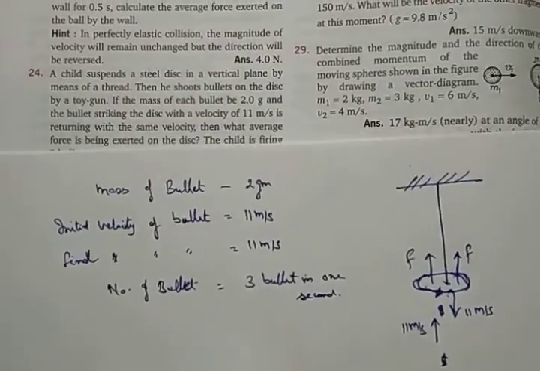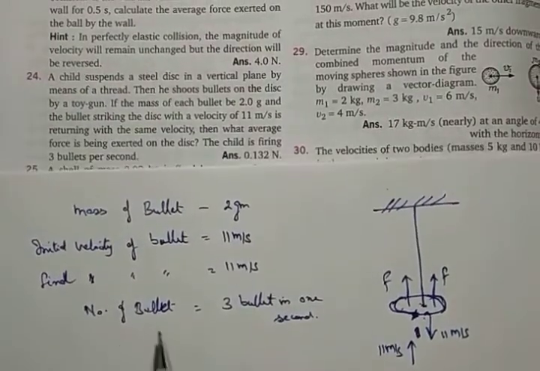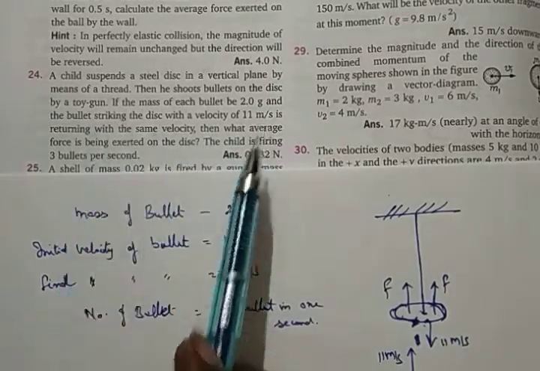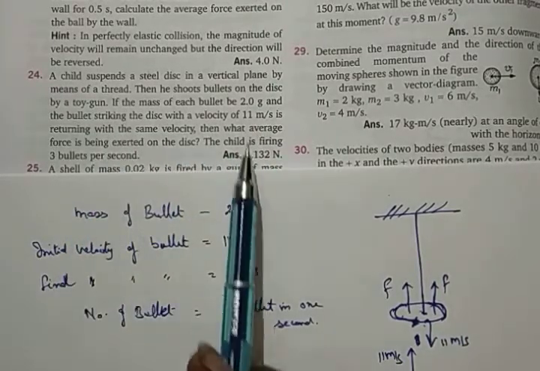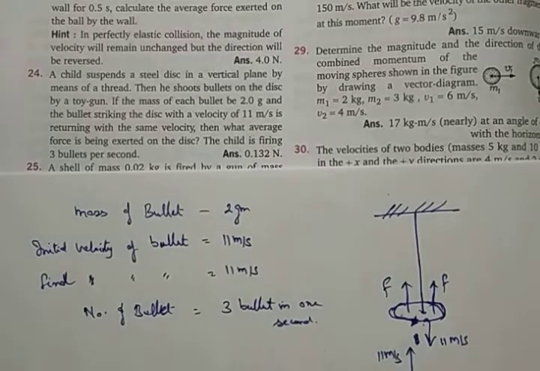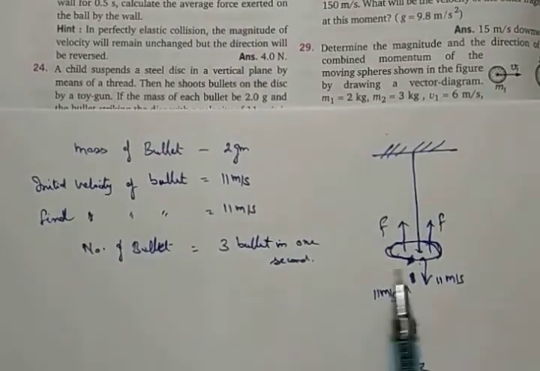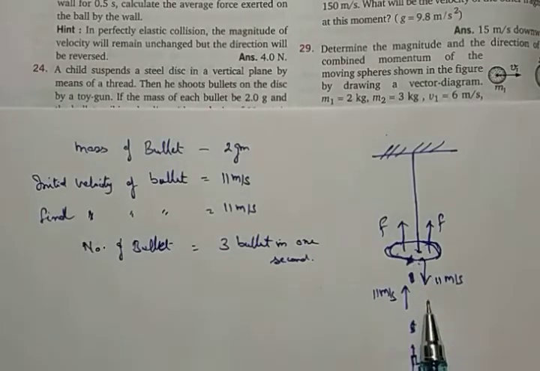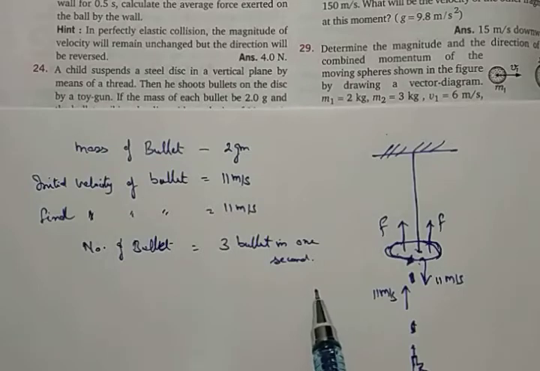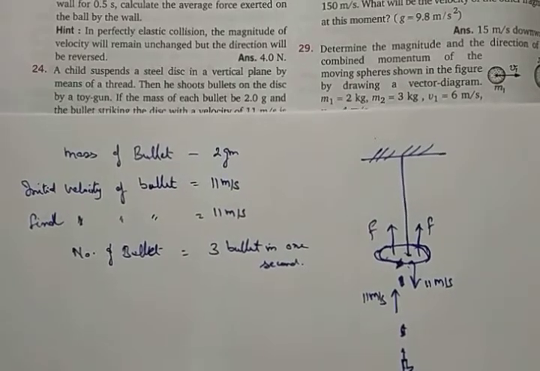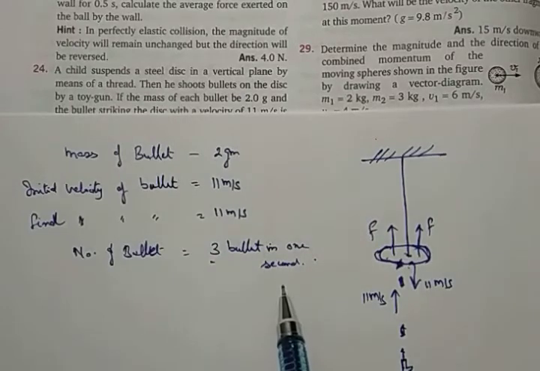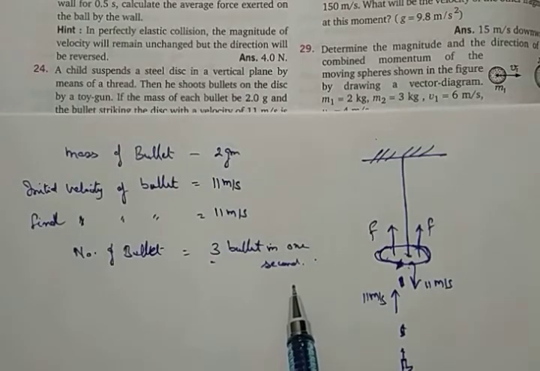Let me write out the following parameters. Mass of the bullet is 2 grams, which is already given here, and the initial velocity of the bullet is 11 meters per second because it is going and hitting at 11 meters per second, and the final velocity after rebounding, after bouncing back, is also 11 meters per second. The number of bullets is 3 in 1 second, which is the rate at which the bullets are coming out.